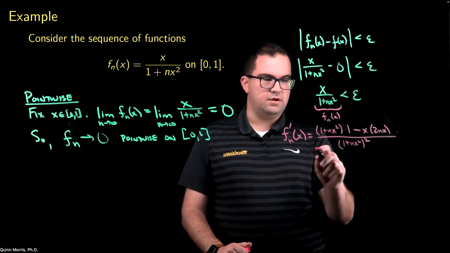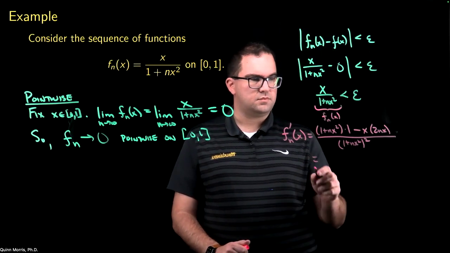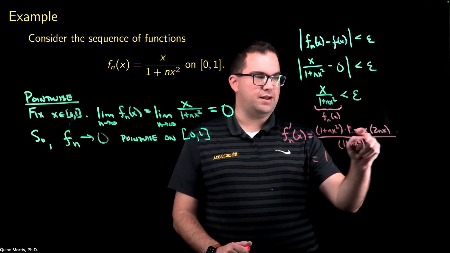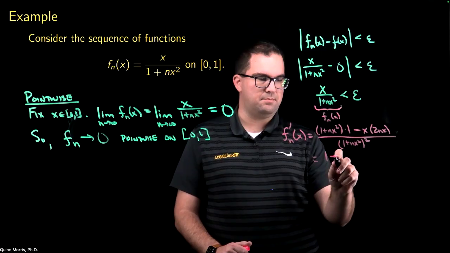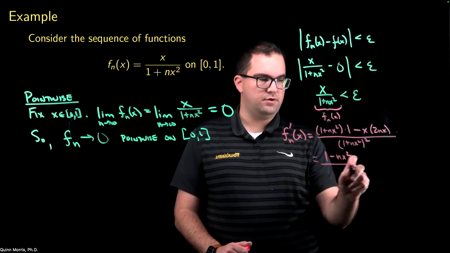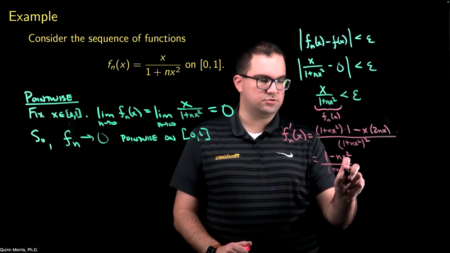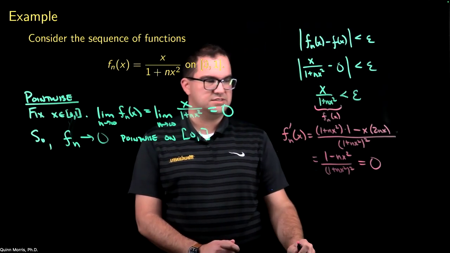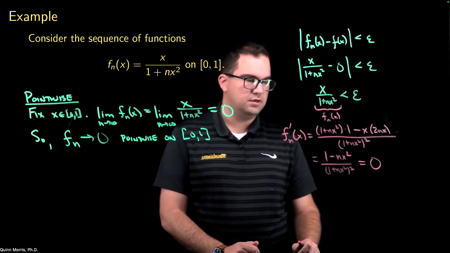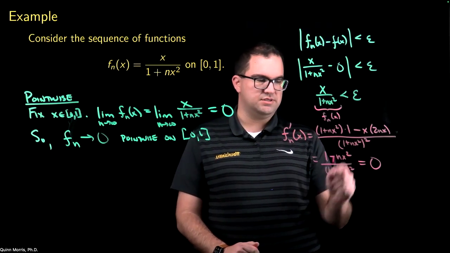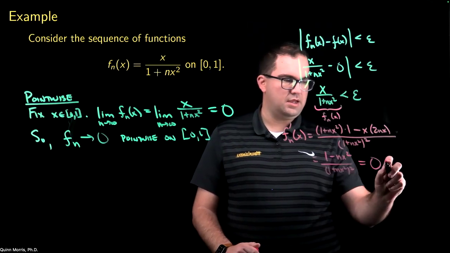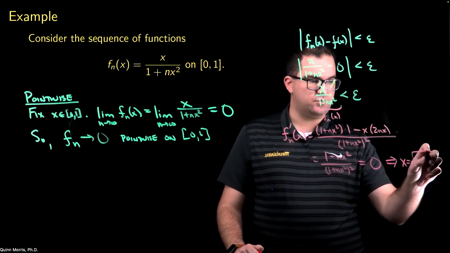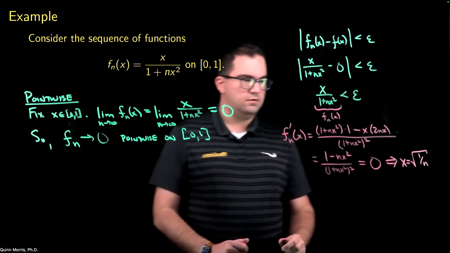Okay, there's the derivative. I can clean this up a little bit. So let's see, I have a 1, and then I have a plus nx squared and a minus 2nx squared. So I get a minus nx squared over 1 plus nx squared. Now to find the critical values, I want to find where this is 0 for what values of x. Well, the only way this fraction can be 0 is if the numerator is 0, and that will happen when x is equal to the square root of 1 over n.